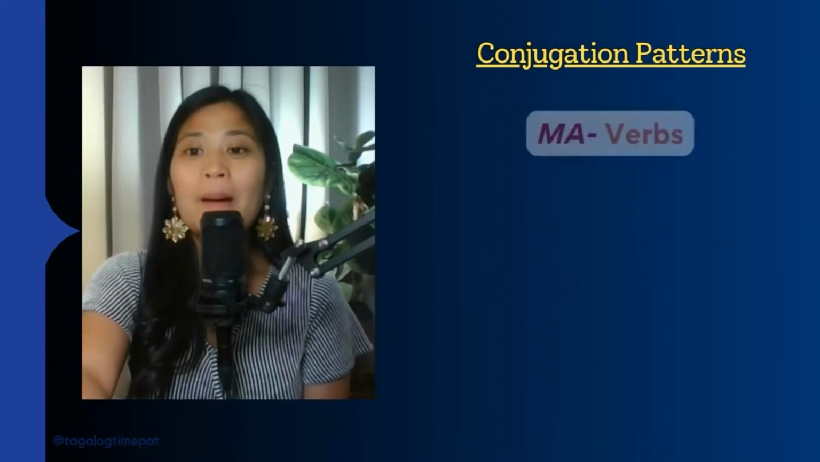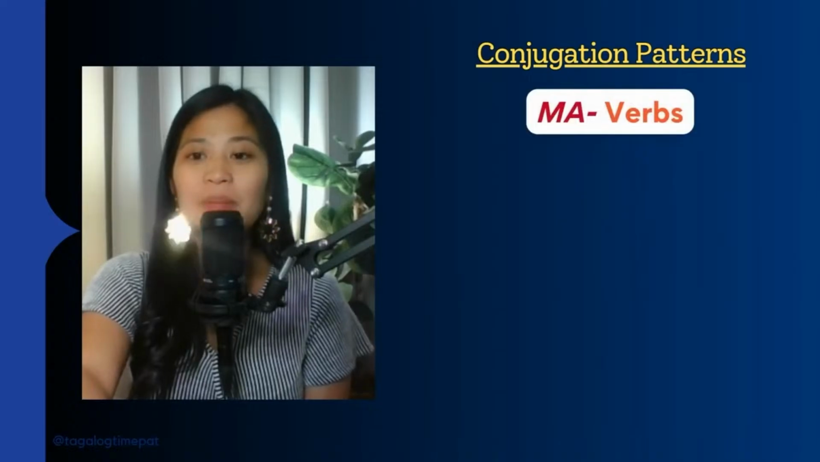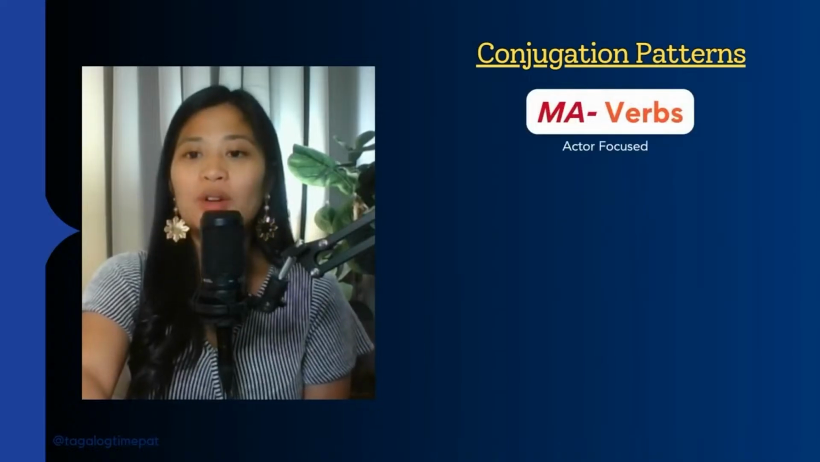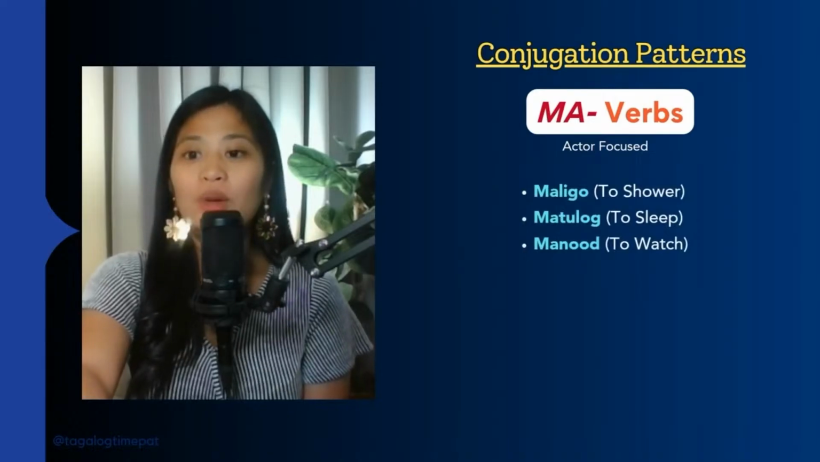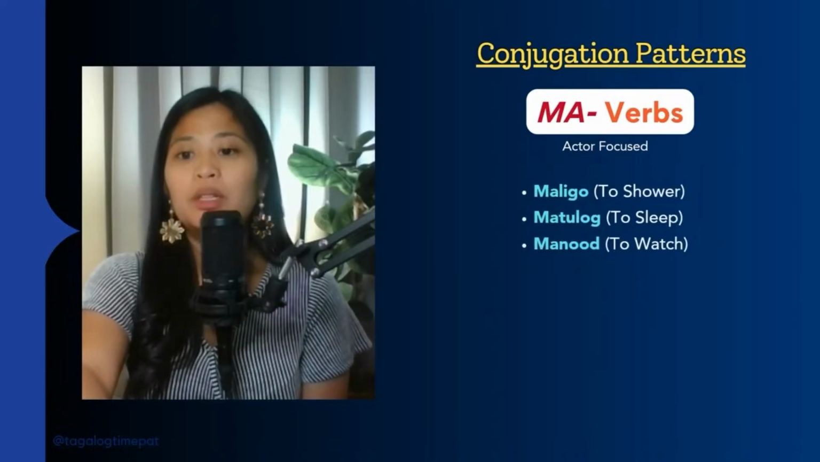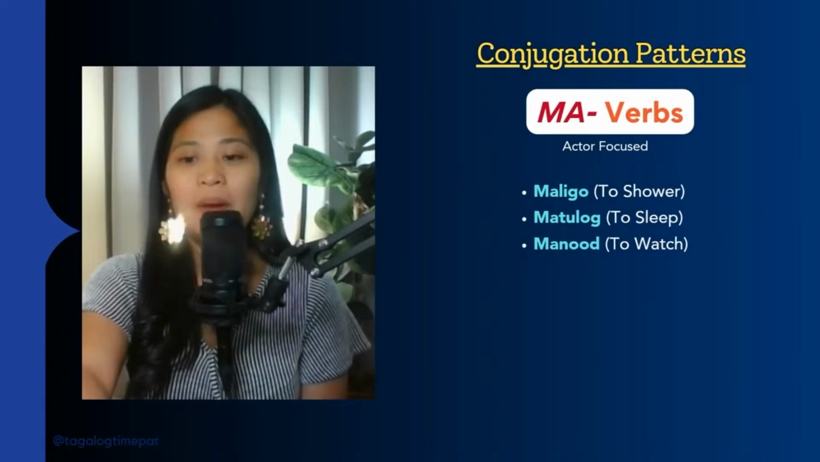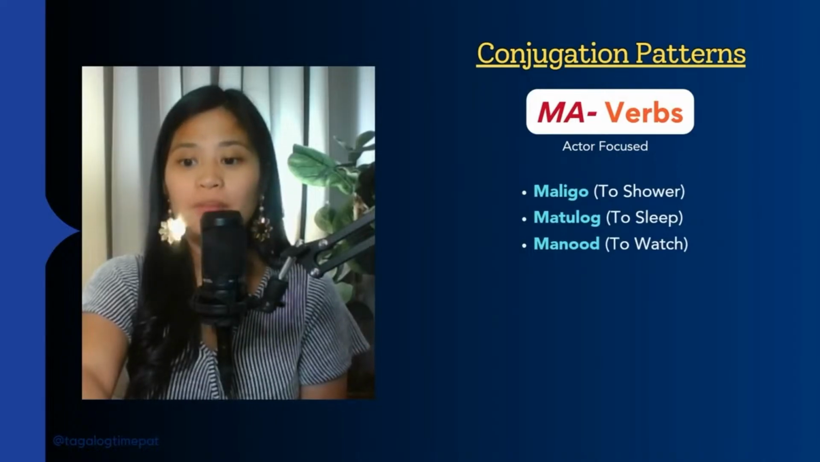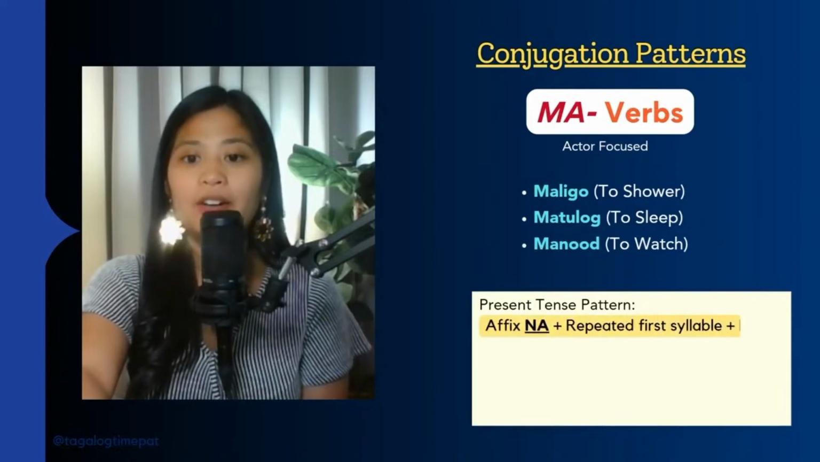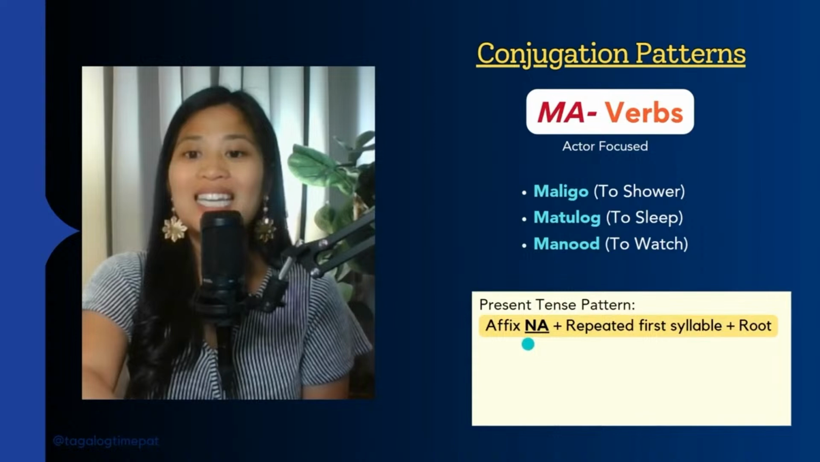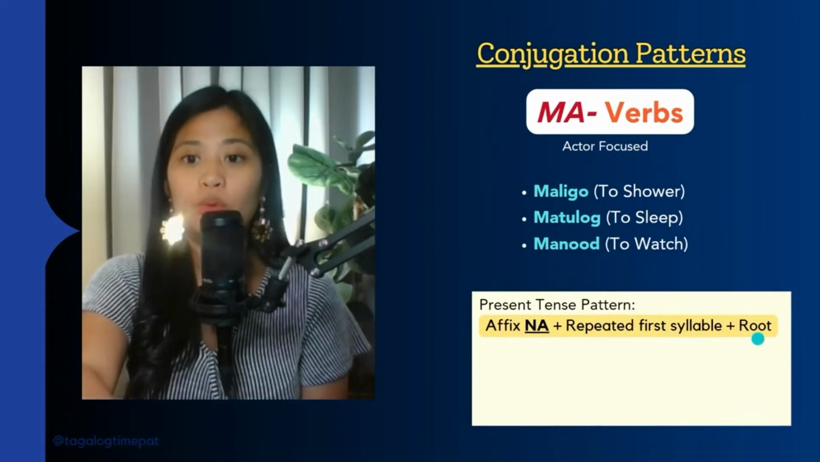Let's take a look at ma verbs. They are very similar in their pattern. These are usually actor-focused, and here are some examples. Maligo, to shower. Matulog, to sleep. Manood, to watch. In the present tense, if you want to conjugate a ma verb, here's the pattern. Now the affix is na, then it's the repeated first syllable and then the root.